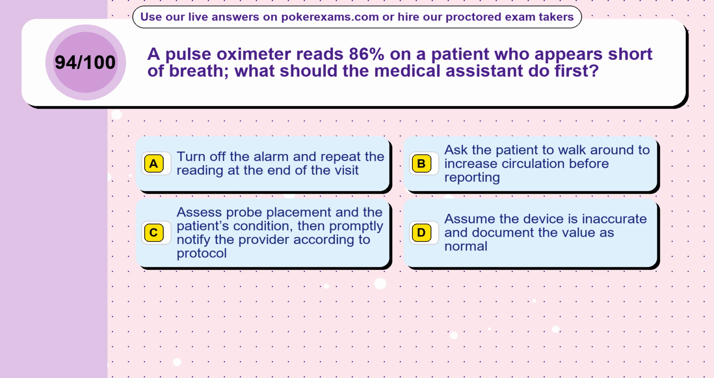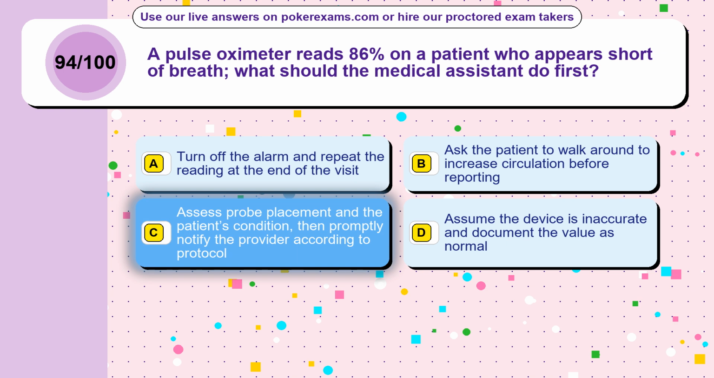Option A. Turn off the alarm and repeat the reading at the end of the visit. Option B. Ask the patient to walk around to increase circulation before reporting. Option C. Assess probe placement and the patient's condition, then promptly notify the provider according to protocol. Option D. Assume the device is inaccurate and document the value as normal. The correct answer is option C.